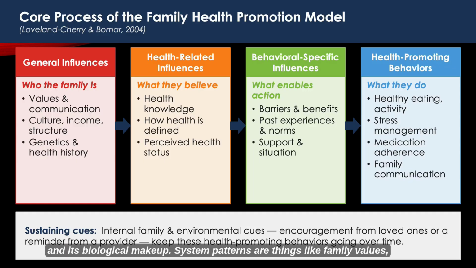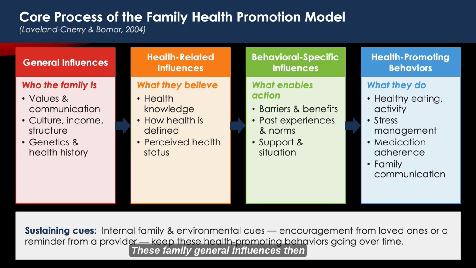System patterns are things like family values, how they communicate, and how they relate to one another. For example, a family that talks openly about feelings may be more willing to seek counseling when someone is struggling with anxiety or depression. Demographic factors like culture, income, and family structure matter too. And biological factors include genetic risk and family health history.